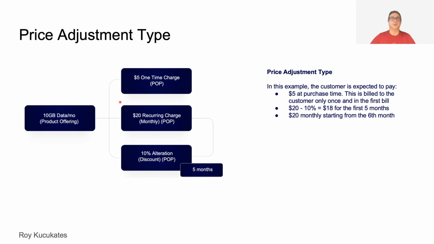As this alteration is associated with a recurring charge, it can at the same time be associated with a one-time charge as well. So these alterations or pricing relations don't need to point to only one entity. They can point to multiple entities. In that case, the 10% alteration would go with the $5 one-time charge as well.